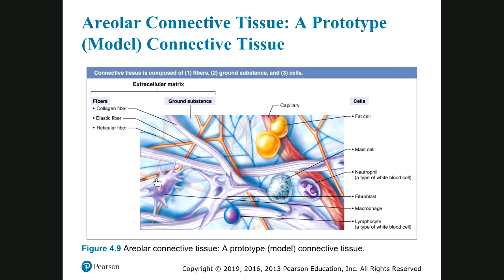And the last cell are the macrophages. Macro means large, phago means to eat or engulf. They are very large, irregularly shaped cells that avidly devour a broad variety of foreign materials, such as bacterium, viruses, mold, fungi.